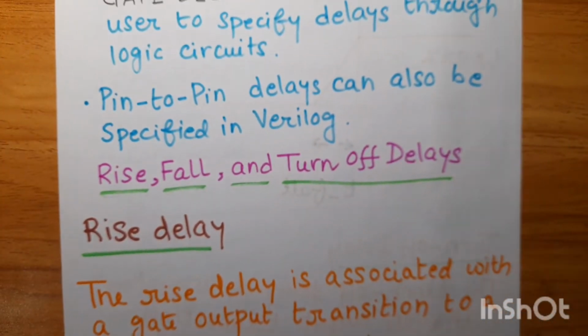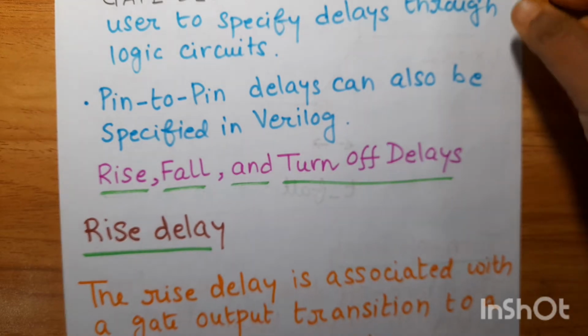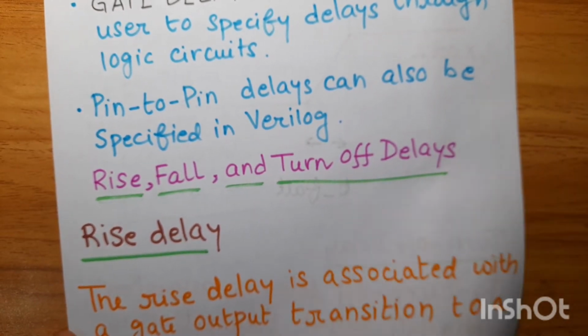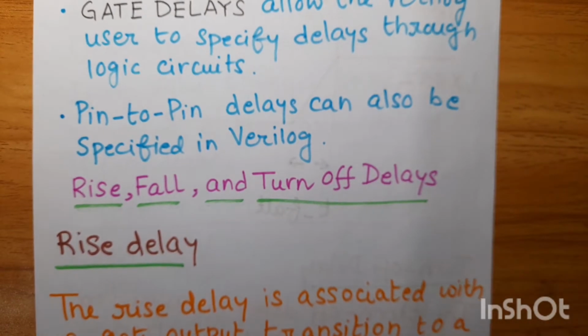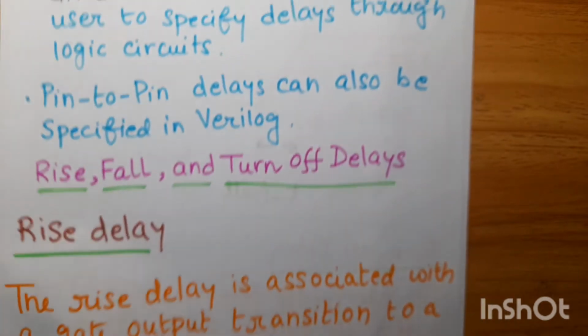Now, pin-to-pin delays can also be specified in Verilog. What is the pin-to-pin delay? It is the delay to move from one pin to the other pin in the ASIC. It's called the pin-to-pin delay. There are three types of delays available: the rise delay, the fall delay and the turn-off delay.